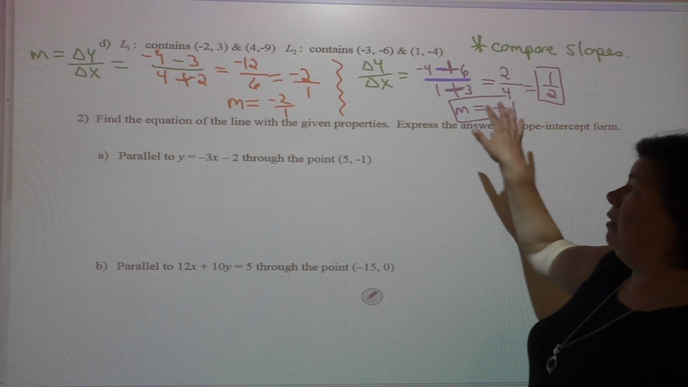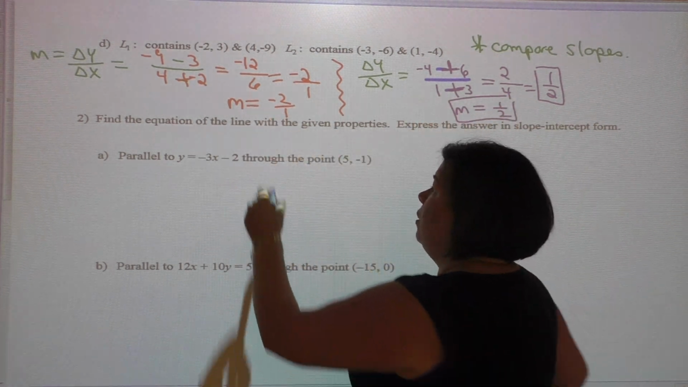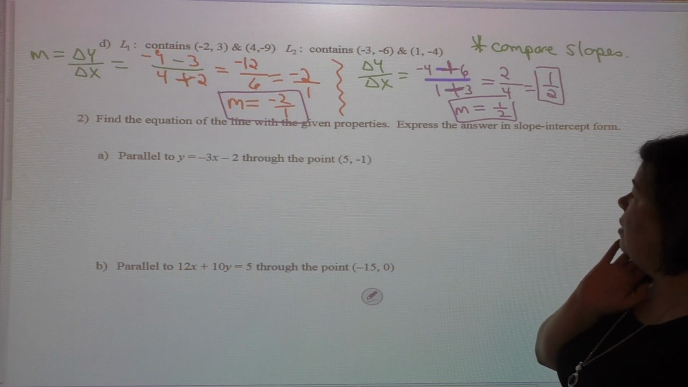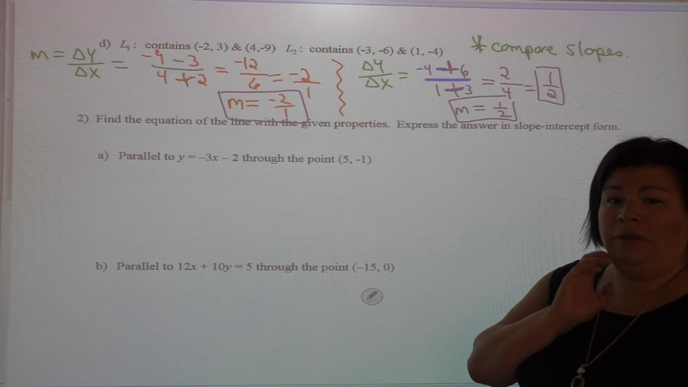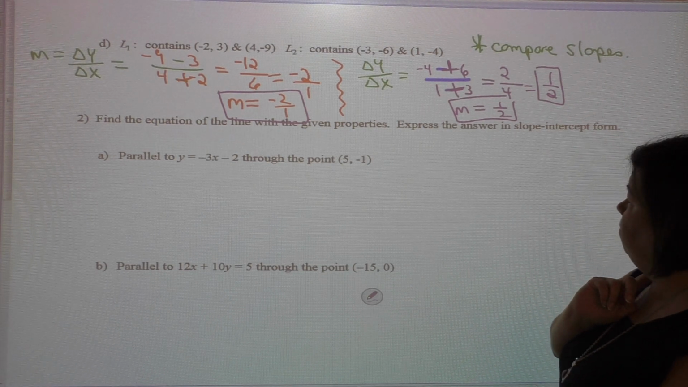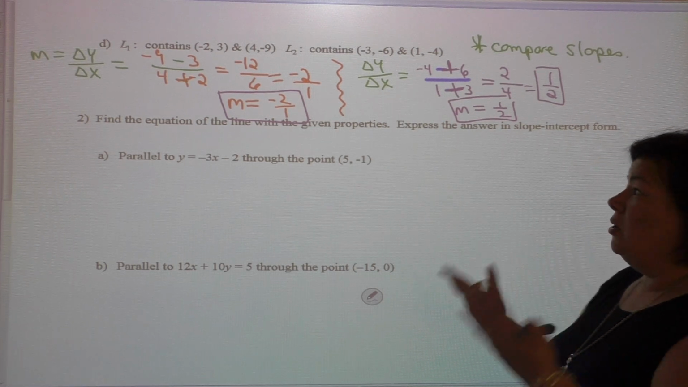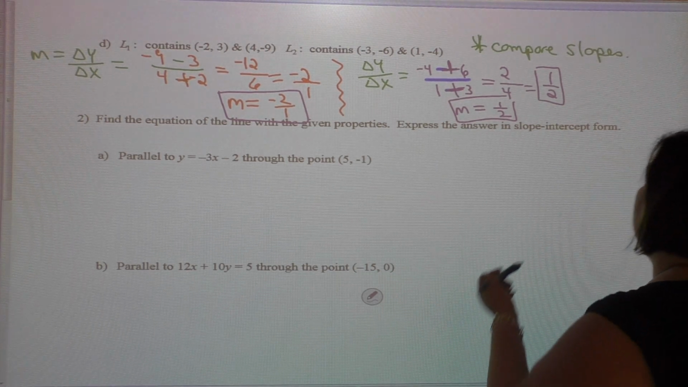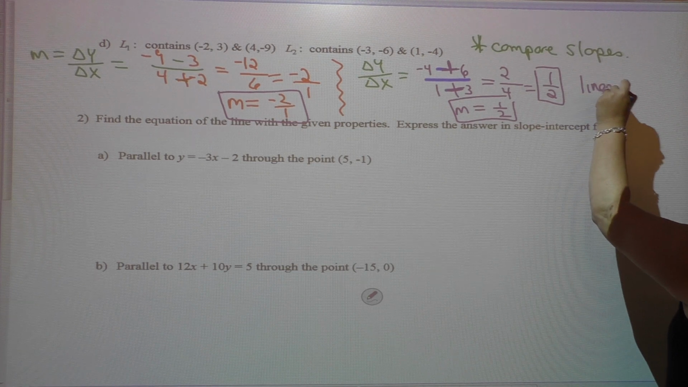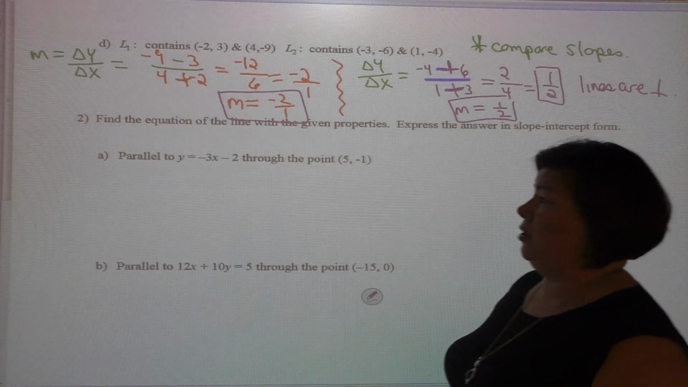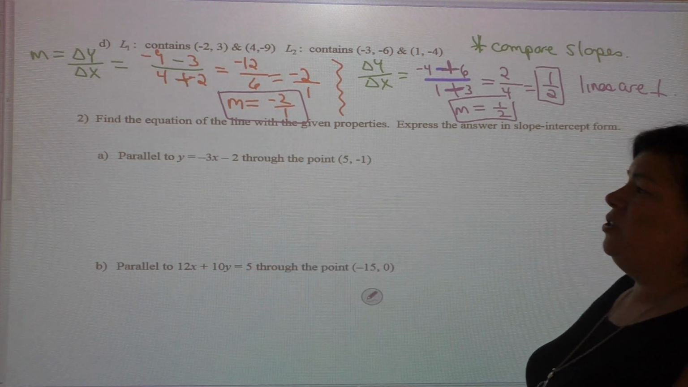So comparing line 2 slope with line 1 slope, see if you can determine how they compare. Are they parallel, perpendicular, or neither? Okay, so they're opposite and they're reciprocals, so this is perpendicular. Lines are perpendicular because they have opposite reciprocal slopes.